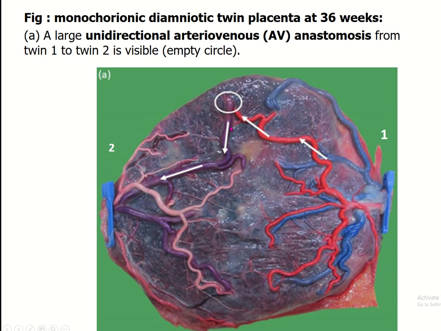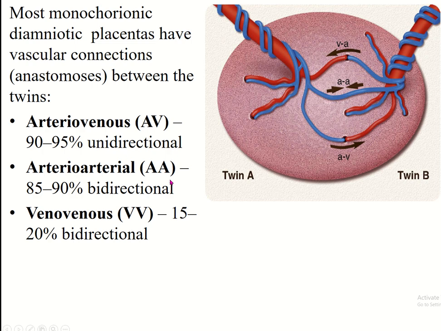This is the arteriovenous shunt. The arterial blood goes to the venous blood. It is 90 to 95% unidirectional. Arterio-arterial is bidirectional and it is 85 to 90%. Venovenous is 15 to 20%. This is also bidirectional.